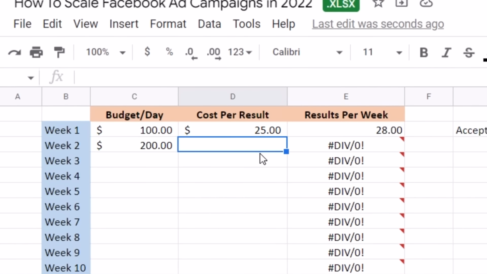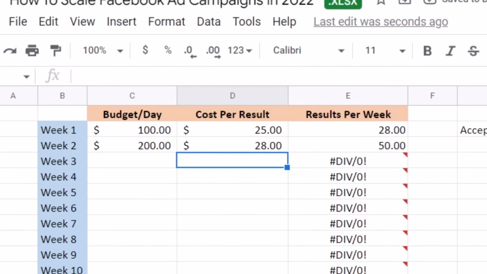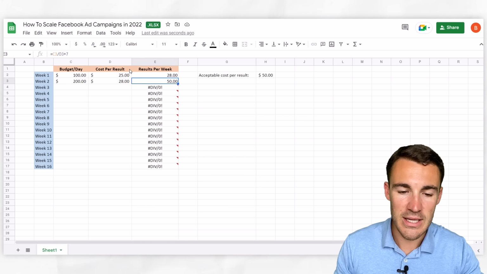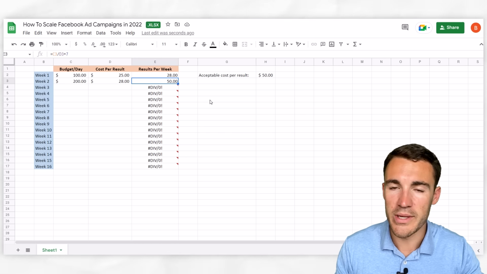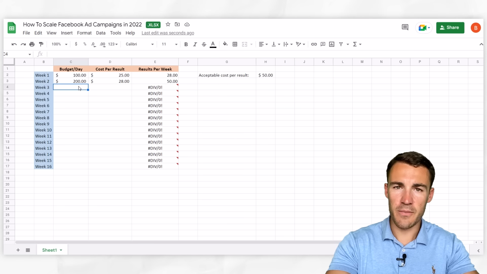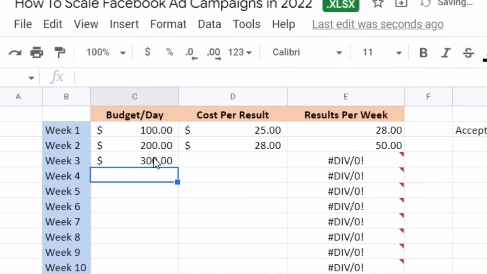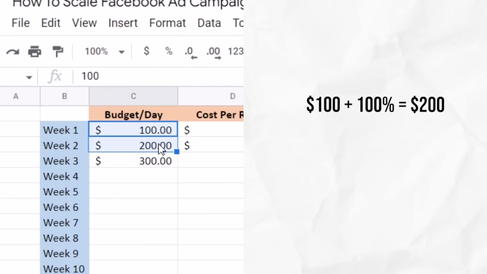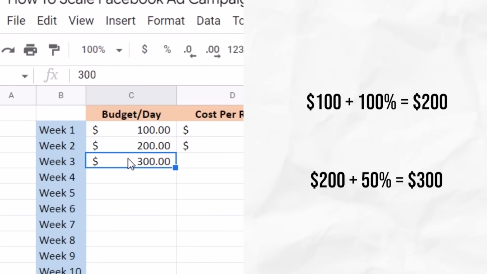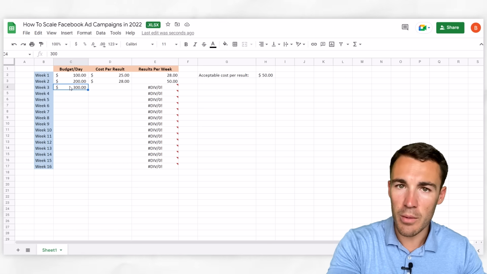So let's say we've done this and the cost per result goes up to $28. Happy days. It's gone up a little bit, but we're still well under our acceptable cost per result, $50. We've increased our budget. We've also increased our overall results per week to 50. Fantastic. Okay, so we increased the budget from 100 to 200. We gave it a week. Results were good. Let's scale again. So now we go to 300 a day. Now, obviously we've doubled there, but we've only increased by 50% here. And you'll see this is how we're going to go through this. You can get away with much larger percentage increases in budget at smaller budget levels.